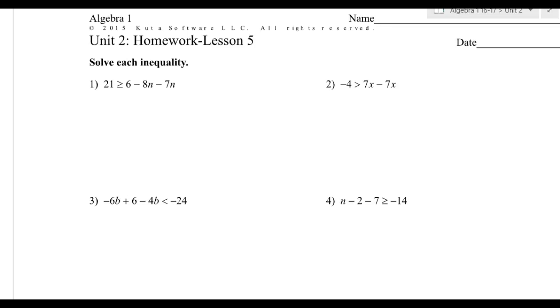Alright, so this is a video on how we can solve multi-step inequalities. And the questions that I'm going over are questions from your homework, Lesson 7 practice. I know it says lesson 5 up here, but it's lesson 7.